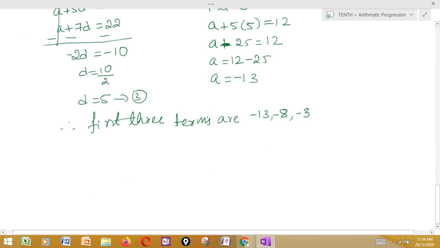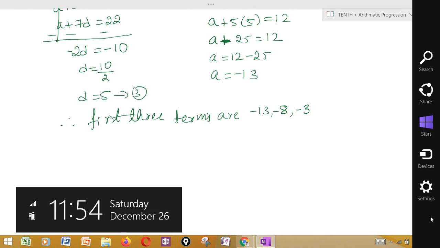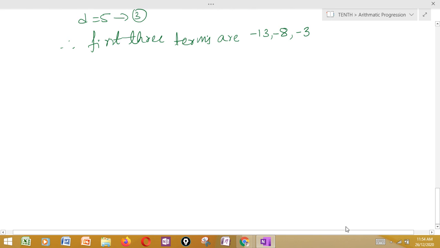Okay, shall we start the problem now? So I think it is the 19th problem, right? Yes, sir. So in the 19th problem, A is how much? 5,000 rupees, and the difference is 200. The last term is 7,000. So the question is, how many years will he take so that his salary will become 7,000?